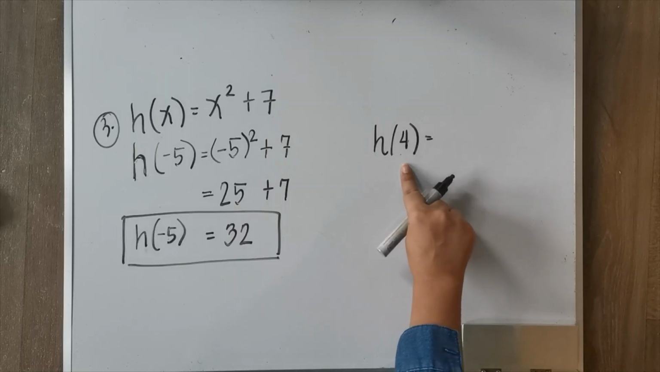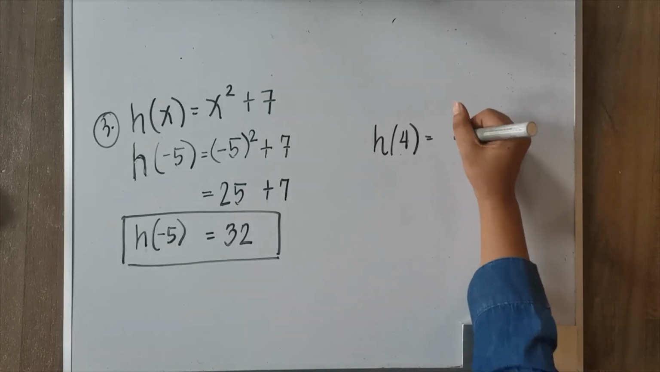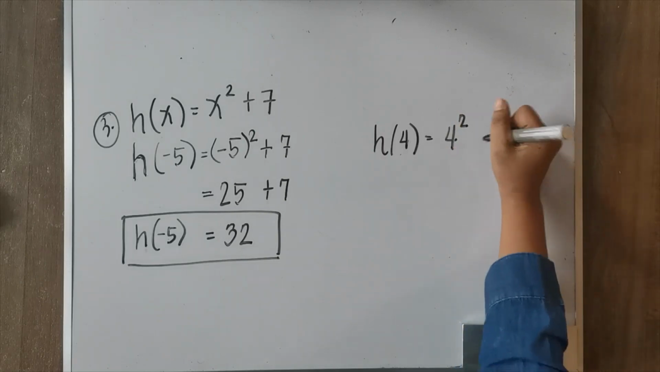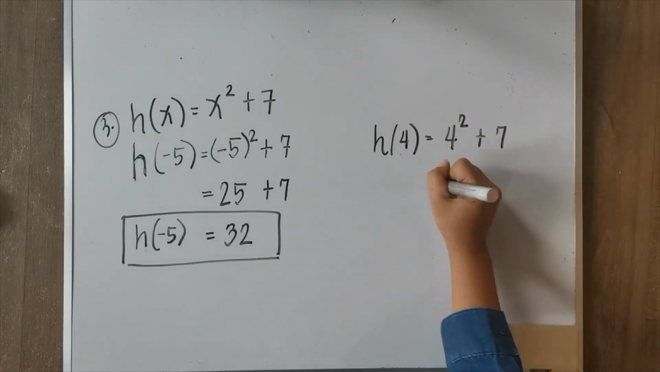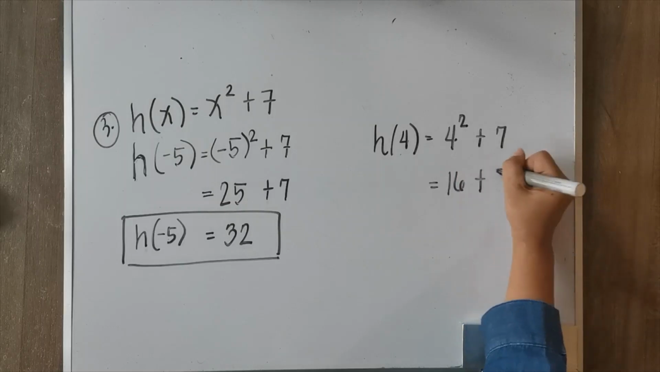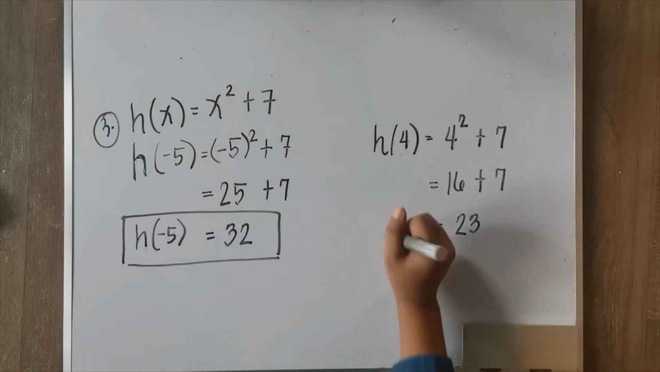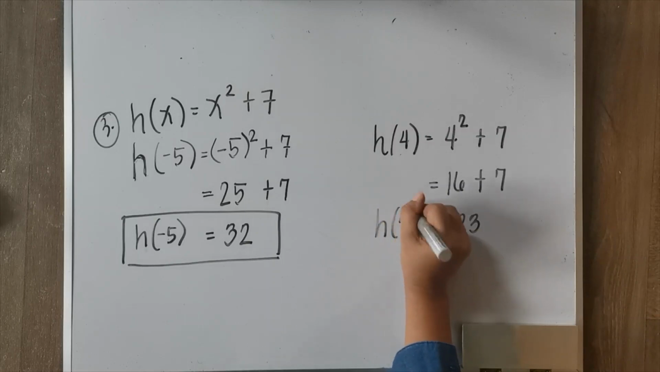Let us now evaluate h of 4. So we will be doing the same process. So we square this x, which is now 4, plus 7. So this is now 16 plus 7. Adding 16 and 7, you will get 23. So h of positive 4 is 23.